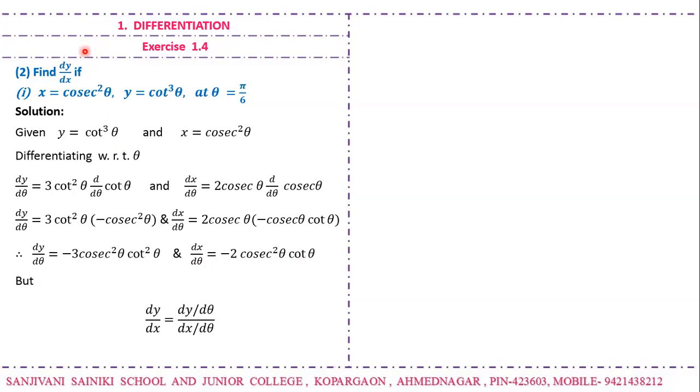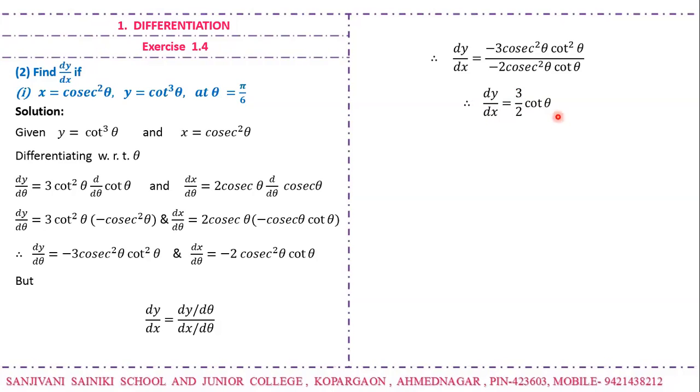So we want to find dy by dx. So we have to use parametric differentiation. How to find the derivatives using parametric differentiation? The formula is dy by dx is equal to dy by d theta upon dx by d theta. So we will put the derivatives in this formula. This minus minus will cancel each other. This cosec square theta also cancels. One cosec theta is cancelled with one cot theta and one cot theta will remain. So dy by dx is 3 by 2 cot theta.